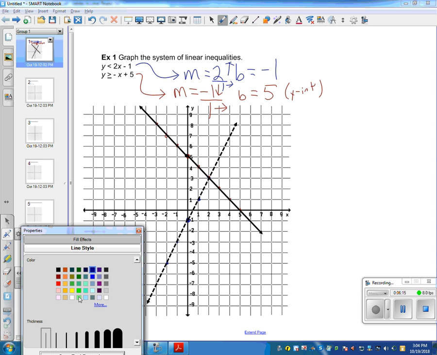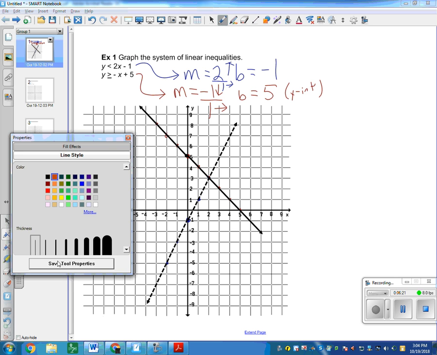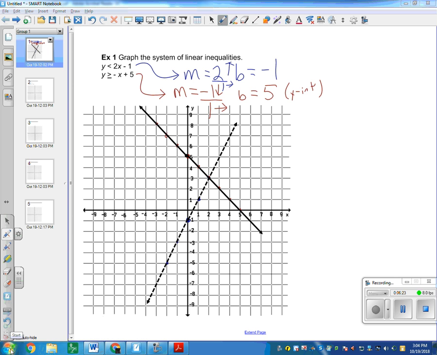I'm going to switch colors. Let's go with a nice festive fall color. All right, our top inequality is the dashed line. What inequality symbol do I have? I have less than. So since I'm less than, that means I want to be lower than the line. Not above it, but lower than it. I'm going to make a bunch of these straight marks underneath my dash line.